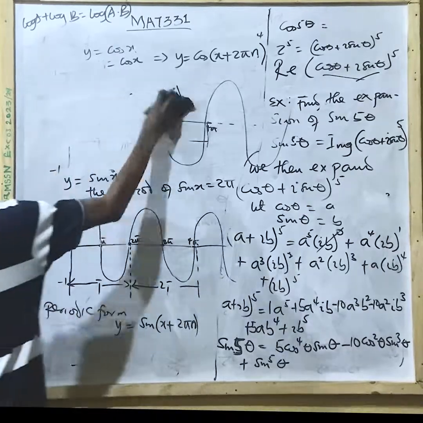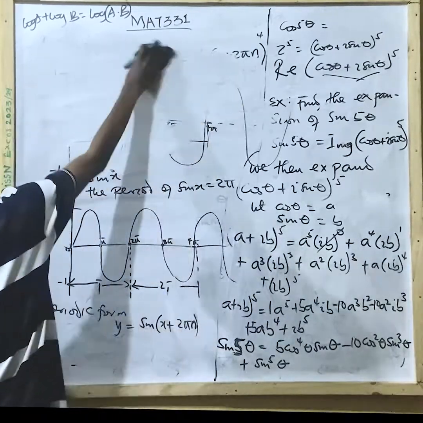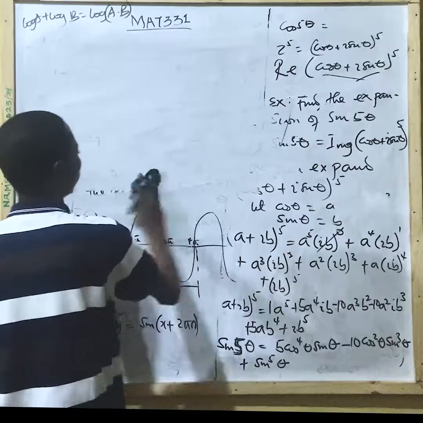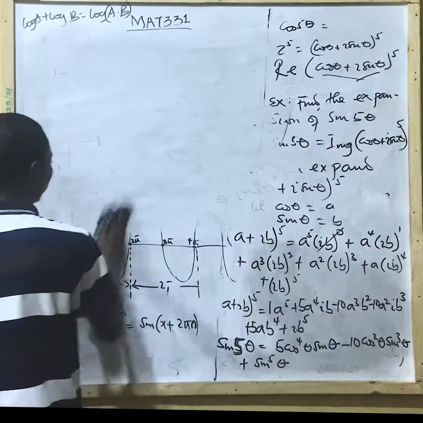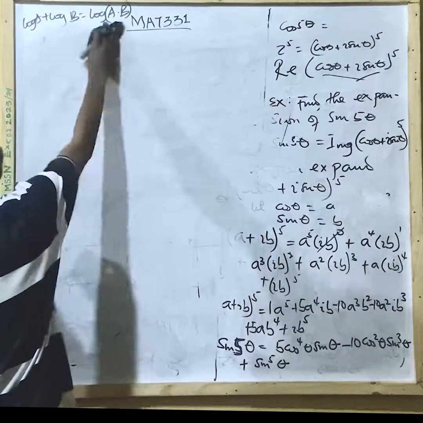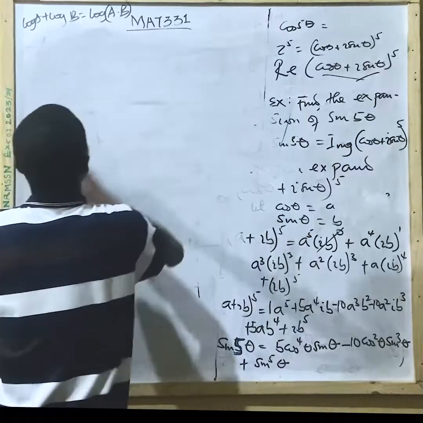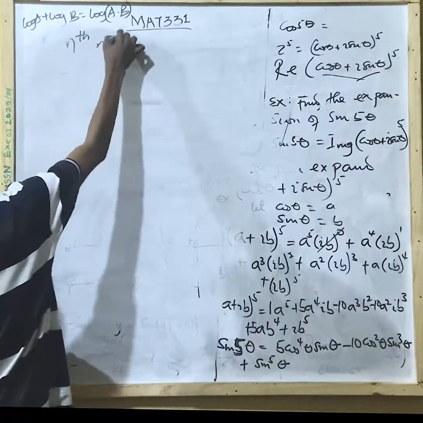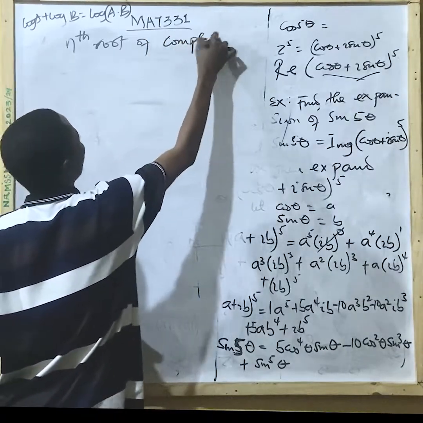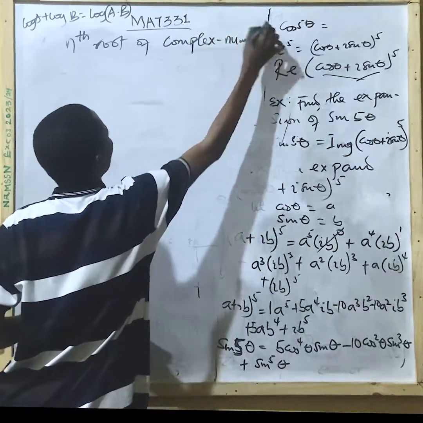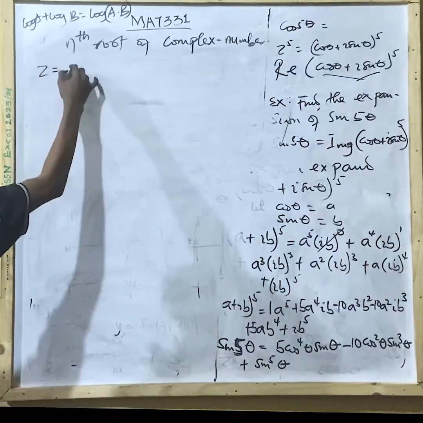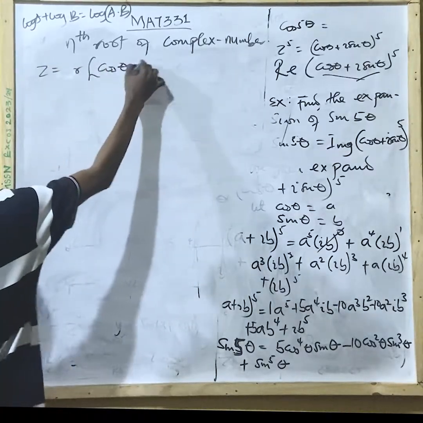So what do we want to use this for? We know now that the third application of De Moivre's theorem is the nth root of unity, or let's say the nth root of a complex number. Here, if z equals r into bracket cos theta plus i sin theta.